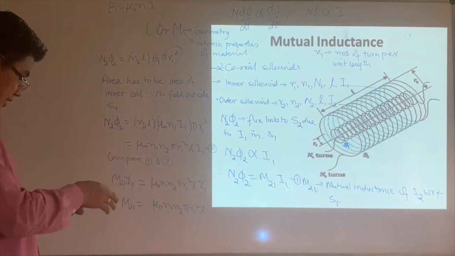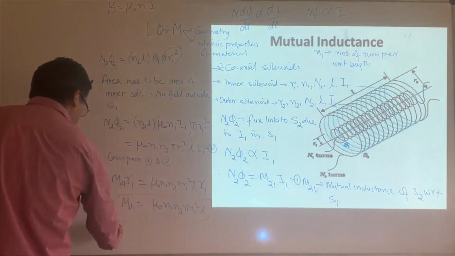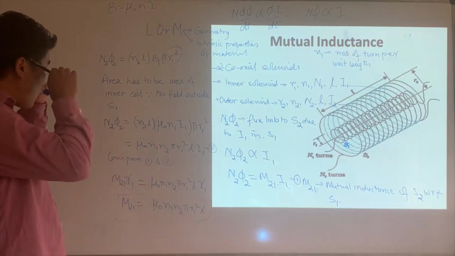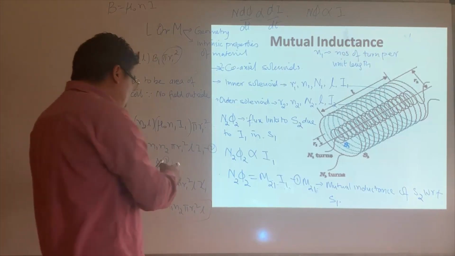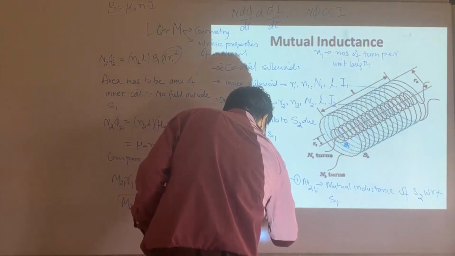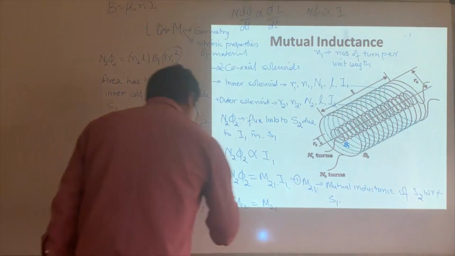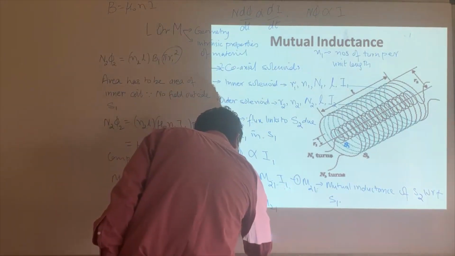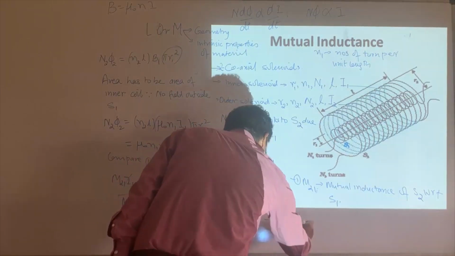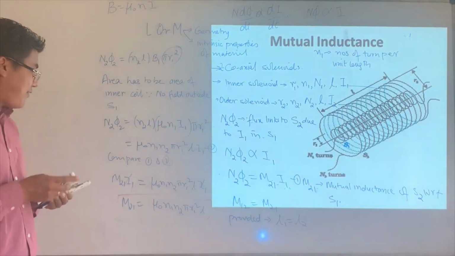Finally, I got this: the mutual inductance of the second coil with respect to the first coil. This is the mutual inductance of the second coil with respect to the first coil. So M12 and M21 are one and the same, provided L1 is equal to L2. This is what we have in the case of mutual inductance.